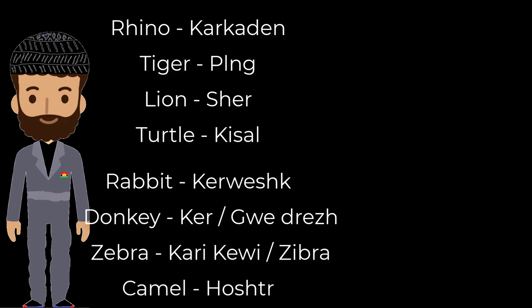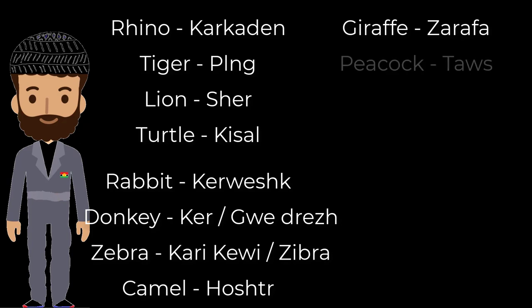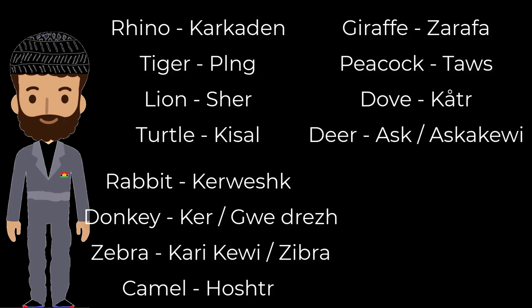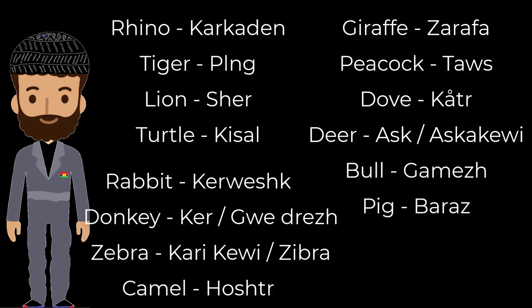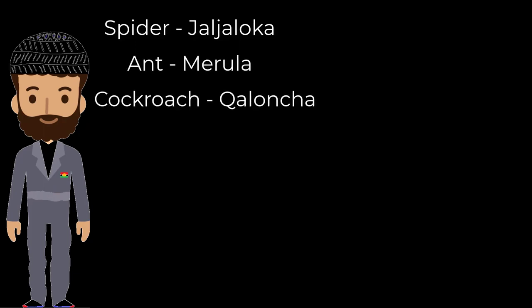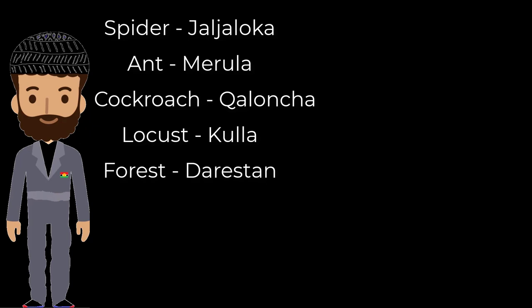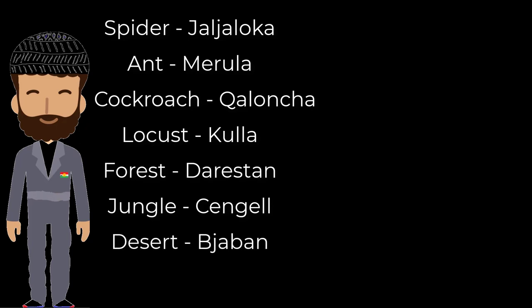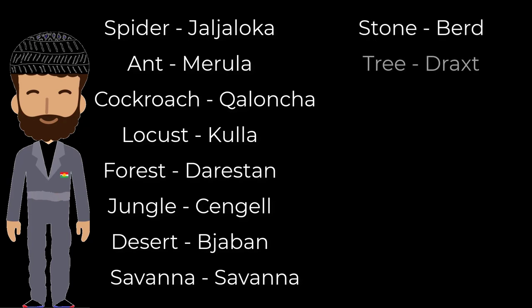Camel, huştır. Giraffe, zarafa. Peacock, taus. Dove, kotır. Deer, esk or eskakevi. Bull, gamej. Pig, beraz. Spider, jaljaloka. Ant, merula. Cockroach, kaloncha. Locust, kula. Forest, daristan. Jungle, cengel. Desert, biyaban. Savanna, savana. Stone, bird. Tree, dracht.